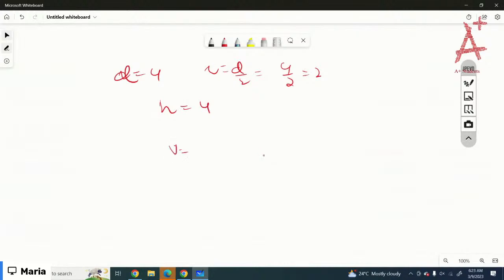Volume of the cone is 1 by 3 pi r square h. Got it? Just replace all the variables with the values. 1 by 3, 3.14, r is 2 square and h is 4. Let's just calculate all the values. So 4 times 4 is 16, and 16 times 3.14 is 49.76, and 49.76 divided by 3 is 16.5. That means the correct option is 16.5.